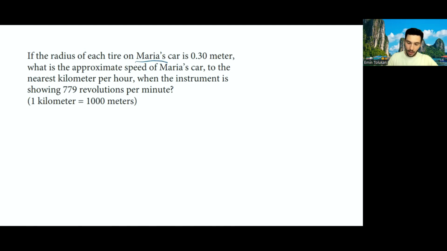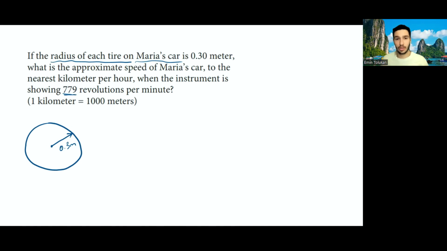So Maria has a car, and the radius of each tire, basically speaking, of each wheel is 0.3 meters. What is the approximate speed of Maria's car to the nearest kilometer per hour when the instrument is showing 779 revolutions per minute? How are we supposed to solve this? Hey, let's take a look.